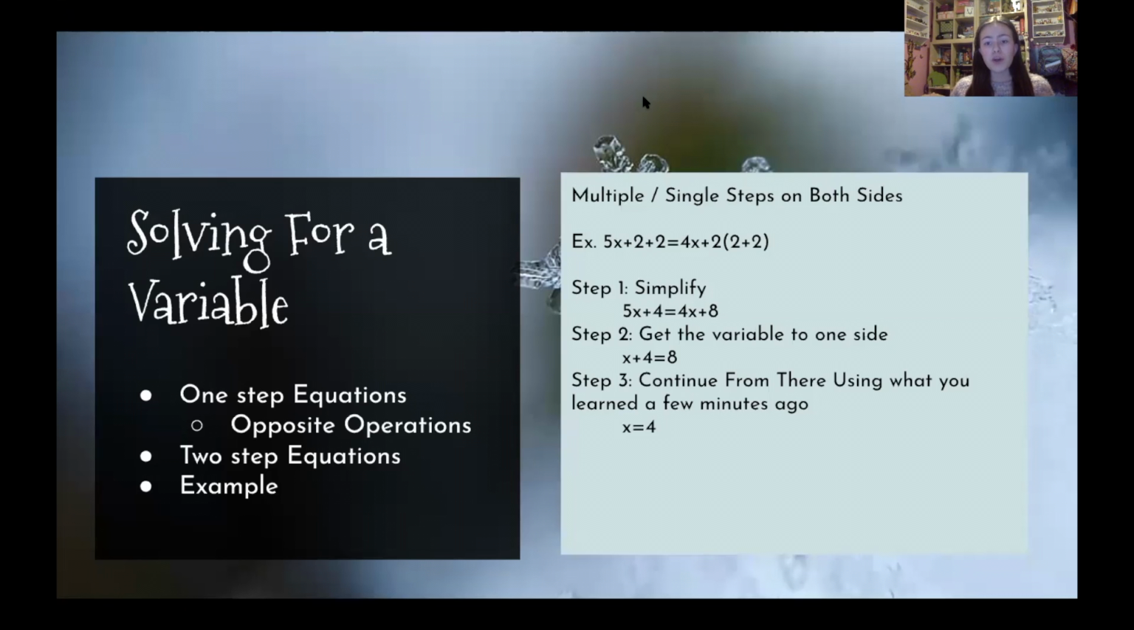Okay, so now let's do multiple or single steps on both sides. How do we do that? Here's an example. 5x plus 2 equals 4x plus 2 parentheses 2 plus 2. So what do you do with that? That's a lot of steps. What do you do? Okay, step 1 is to simplify. So 5x plus 4 equals 4x plus 8.